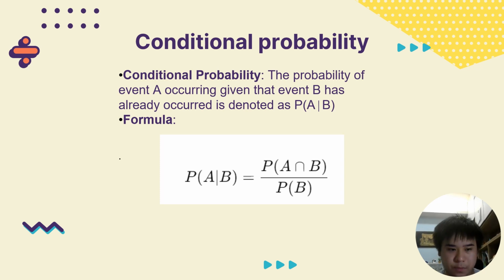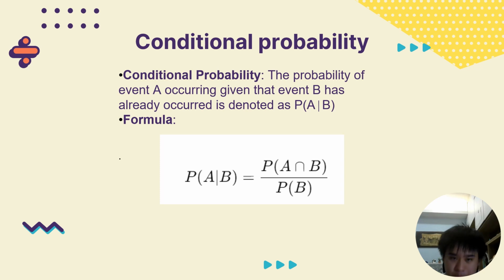Now, for conditional probability, basically it's the probability of A occurring given that B has already occurred. It is written as P(A|B). So the event after the bar, B, is the one that's given.